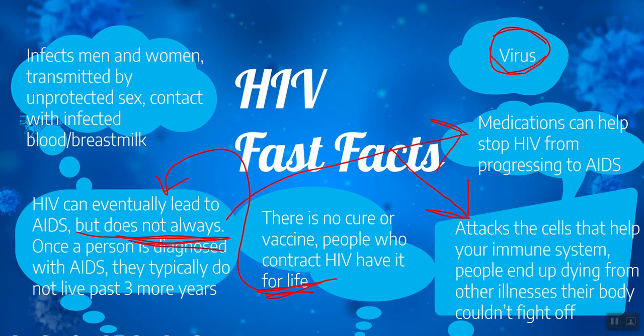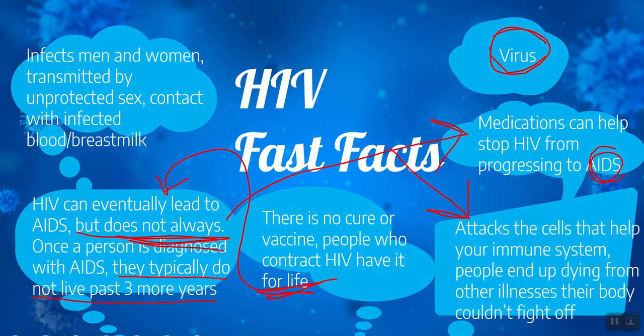There is medication on the market now that, when people get diagnosed early with HIV, they can start taking right away that can help stop it from progressing to full-blown AIDS. Because AIDS is incredibly dangerous. Once HIV progresses to AIDS and a person is diagnosed with AIDS, they typically, unfortunately, do not live past 3 more years from their diagnosis.